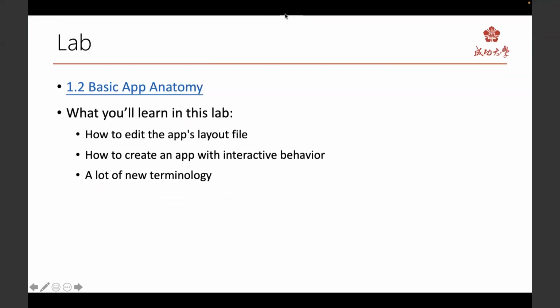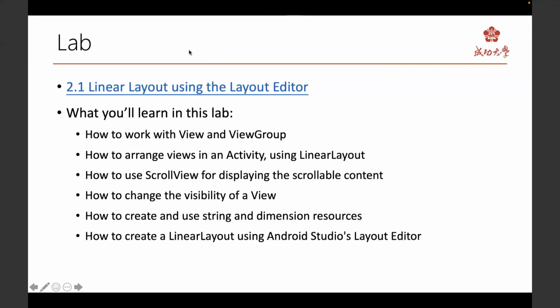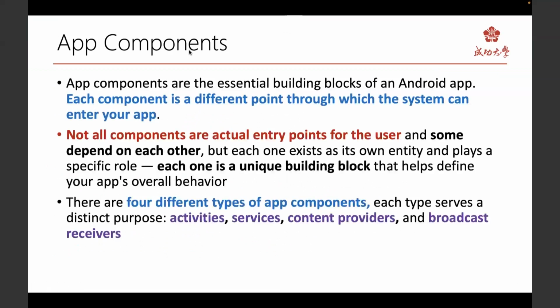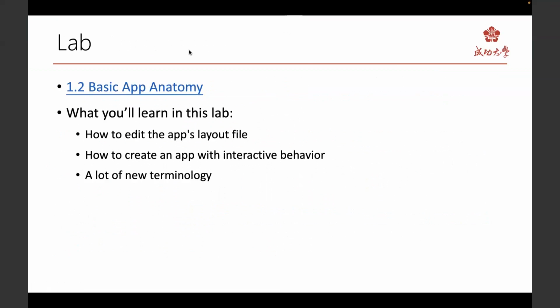Okay, I think that's enough talking. Now there's a lab. Sorry, that's the third lab, not the second lab. So here's the second lab. This lab is called Basic App Anatomy. In this lab, you'll learn how to edit an app's layout file, and you'll also learn how to create an app with interactive behavior. In other words, setting up a click handler for a button, just like I showed you earlier in the lecture. You will also learn a lot of new terminologies.